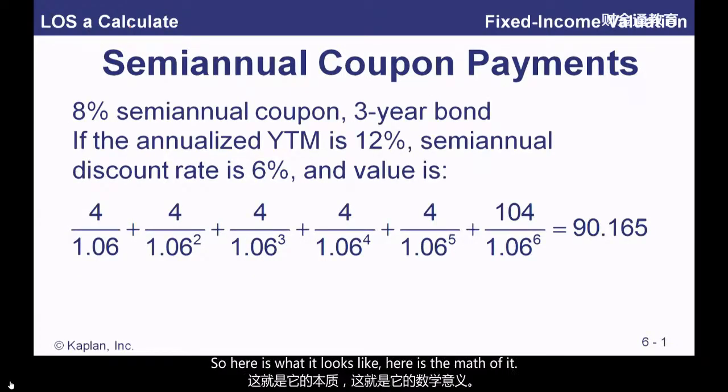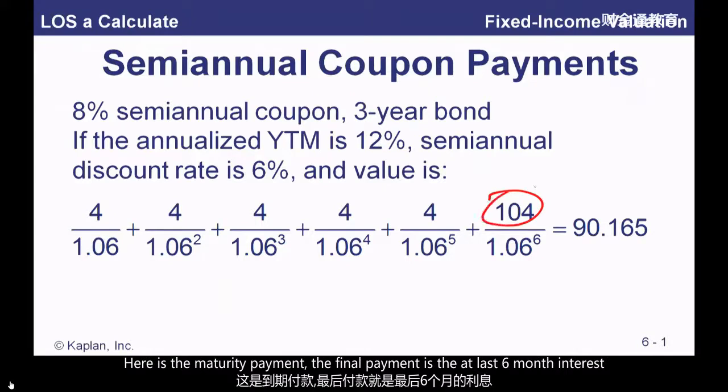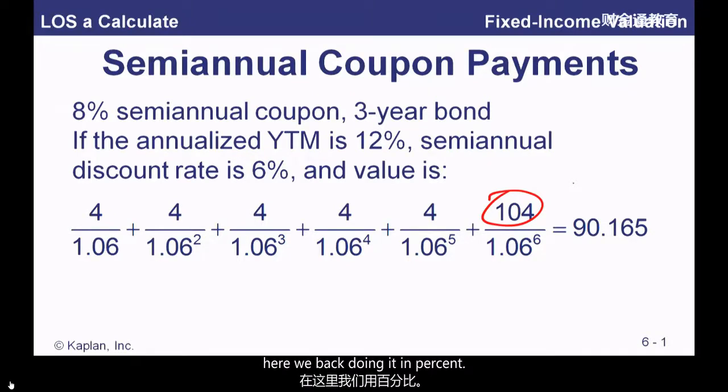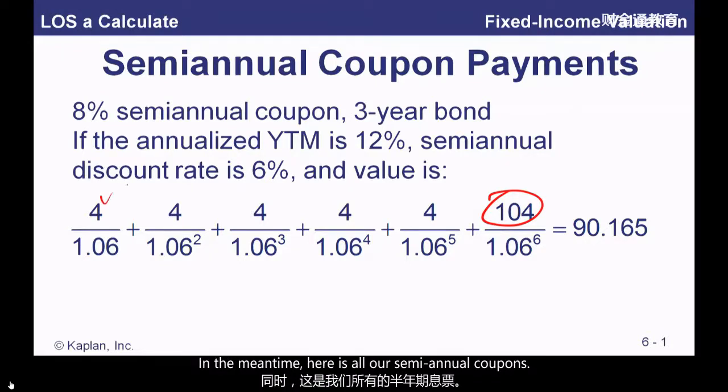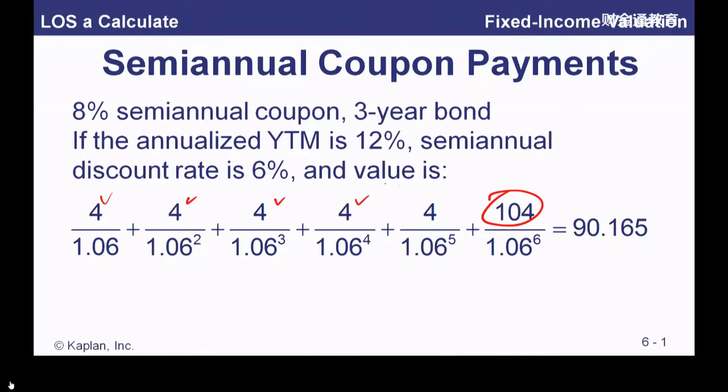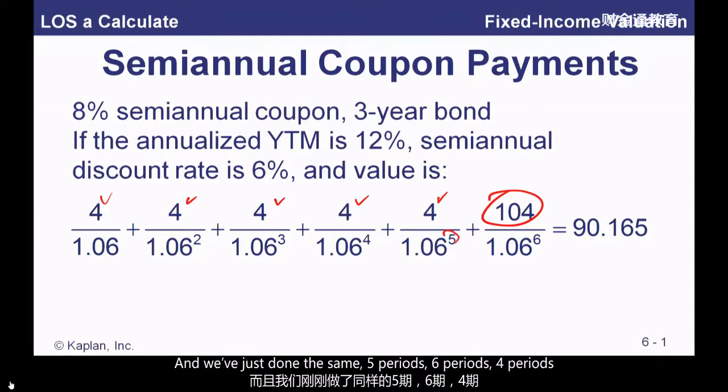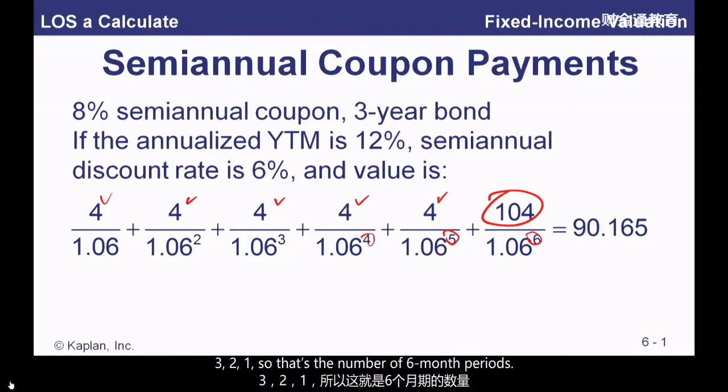So here's what it looks like. Here's the math of it. Here's the maturity payment. The final payment is that last 6 months interest. Here we're back doing it in percent. So we're getting 104% of face value at the final payment date, 6 periods out, 6 semi-annual periods out. In the meantime, here's all our semi-annual coupons. And we've just done it the same, 6 periods, 5 periods, 4 periods, 3, 2, 1. So that's the number of 6-month periods.